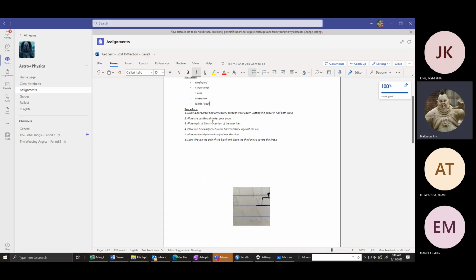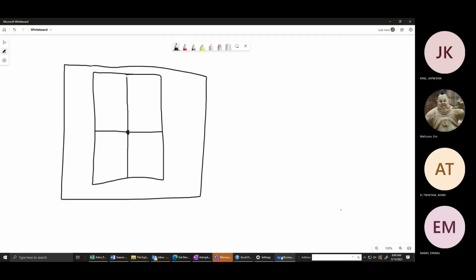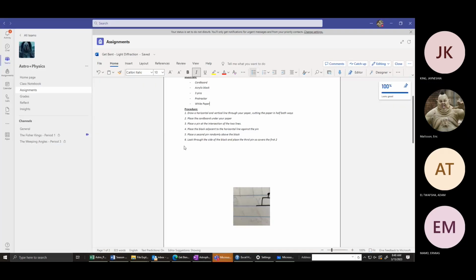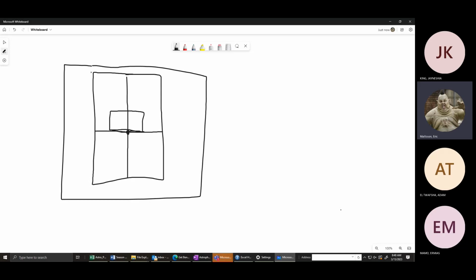Then you're going to take your acrylic block and line it up against the pin. You're just going to put it against the pin here. Okay, so we just lay the acrylic block against the pin. And then you're going to place a second pin randomly above the block. It doesn't matter where you put the pin. You're just going to take a second pin and put it somewhere up here. So we want this in quadrant 2 of the block. Okay.